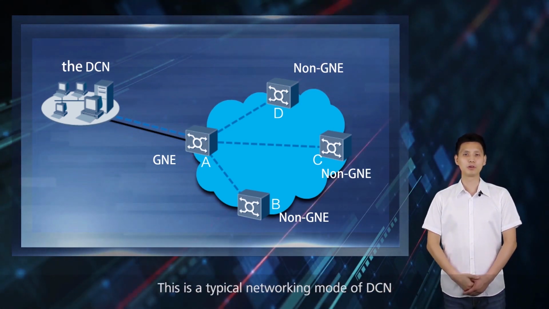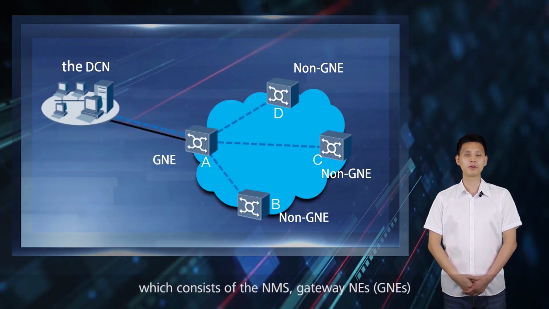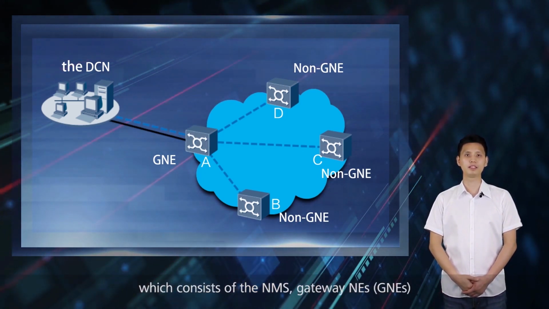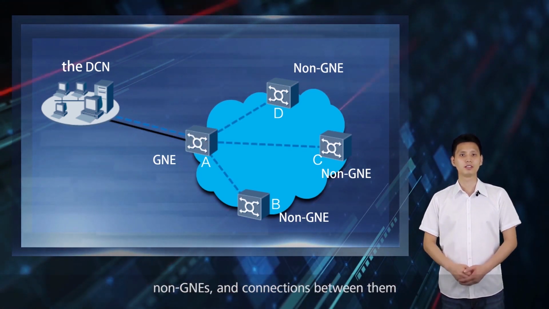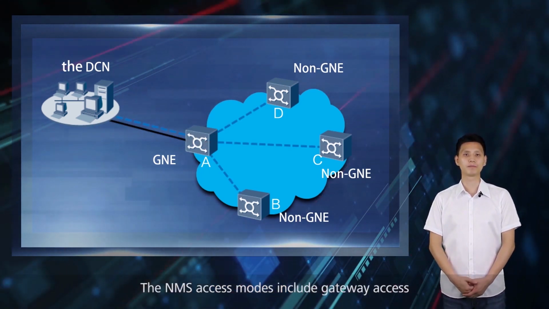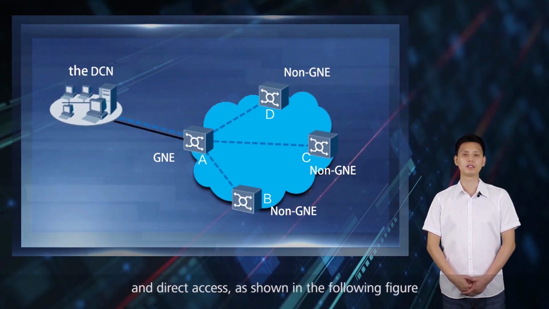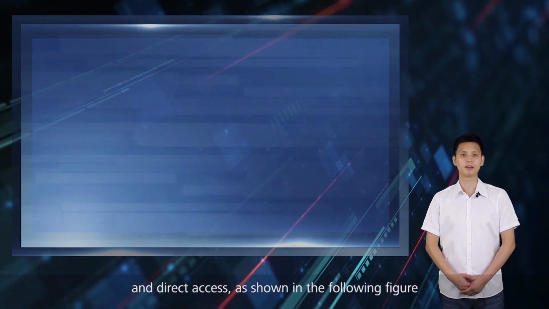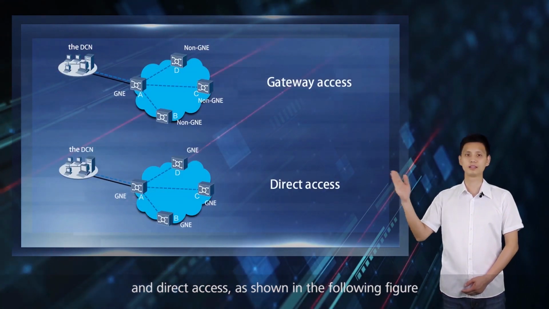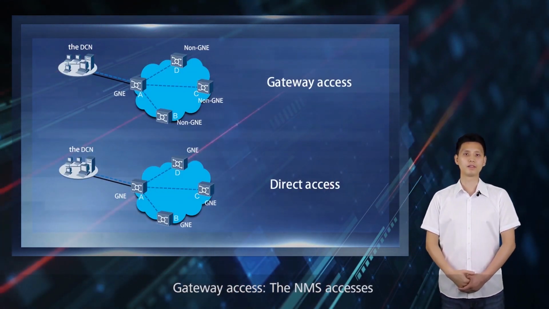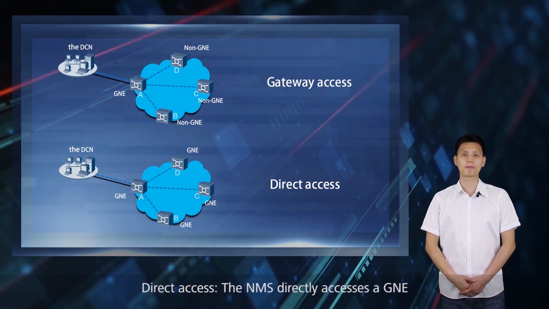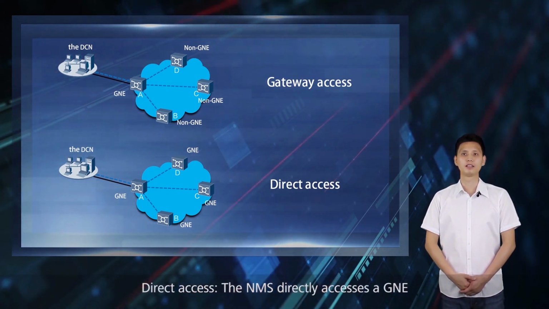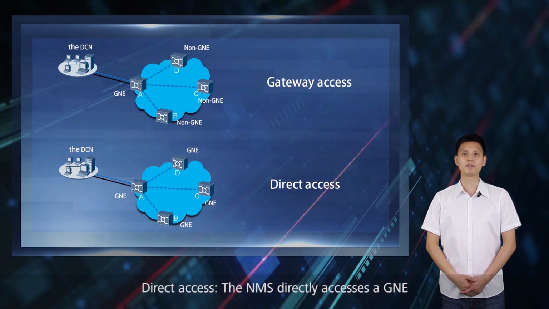This is a typical networking mode of DCN, which consists of the NMS, gateway NEs, GNEs, non-GNEs, and connections between them. The NMS access modes include gateway access and direct access, as shown in the following figure. Gateway access. The NMS accesses a non-GNE through the GNE. Direct access. The NMS directly accesses a GNE.